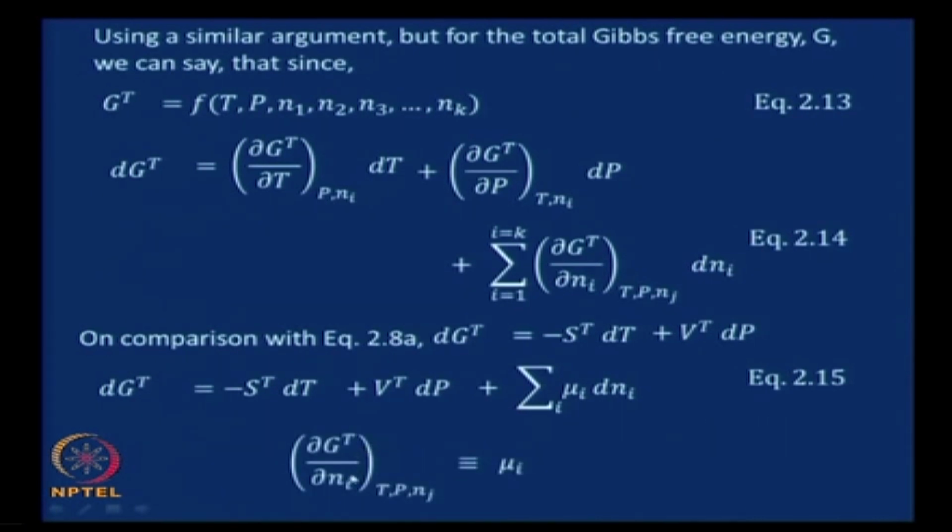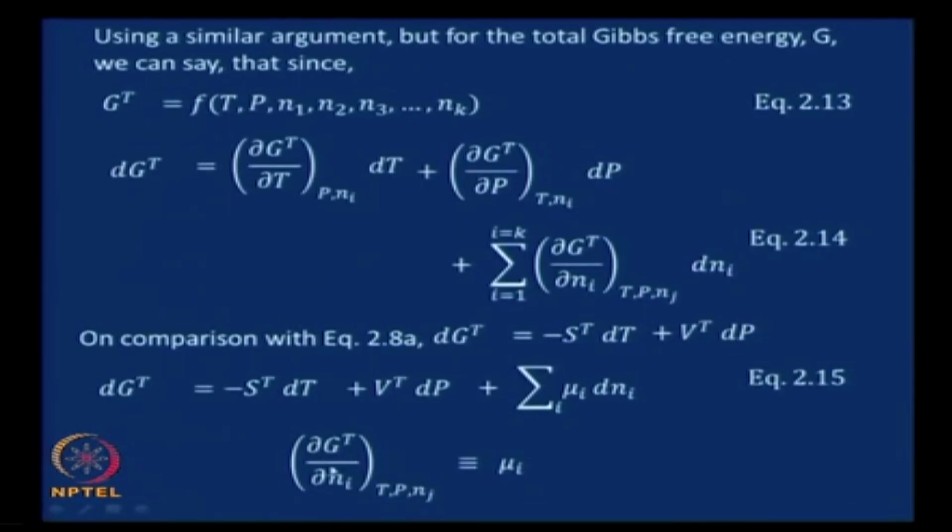Let us define dou Gt by dou Ni at constant temperature, pressure and Nj, which is this quantity, as mu i itself. That is what I have done here when I wrote this equation. Somebody can ask me this question now. You had earlier said that dou Ut by dou Ni at constant St, Vt and Nj you had defined as mu i, whereas now you are defining dou Gt by dou Ni at constant T, P and Nj as mu i. How can you do that? Let us now go ahead and show that these two quantities are actually the same.